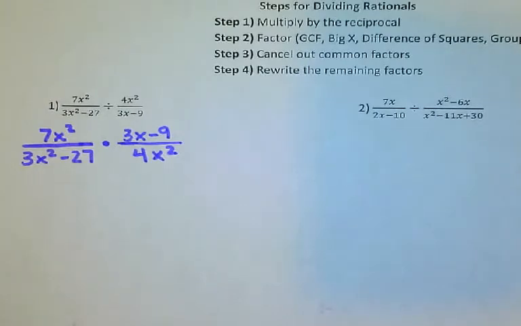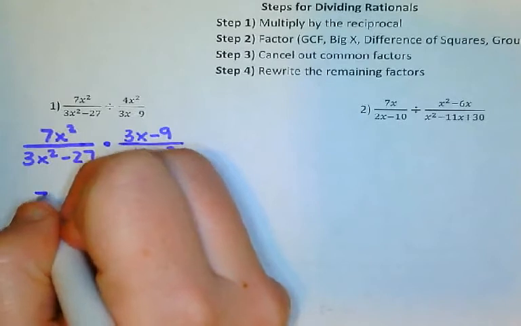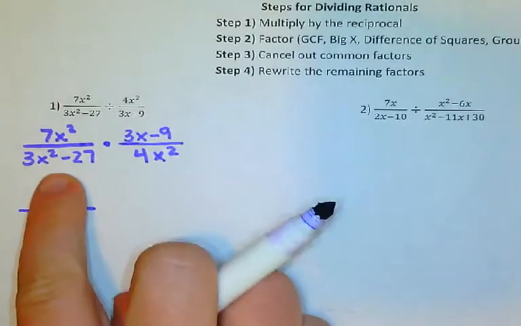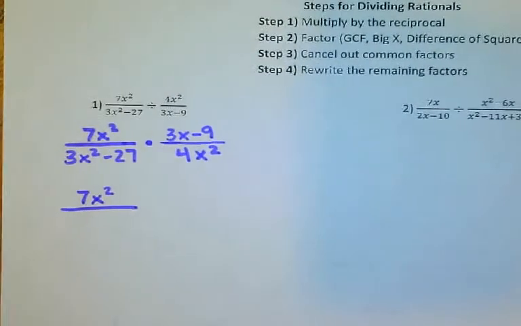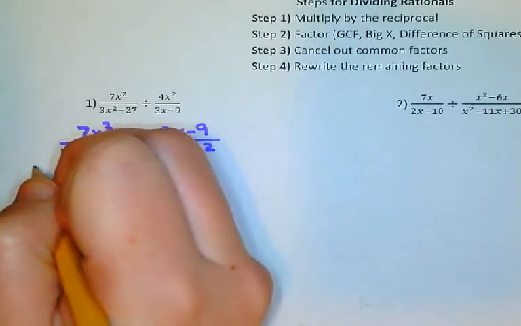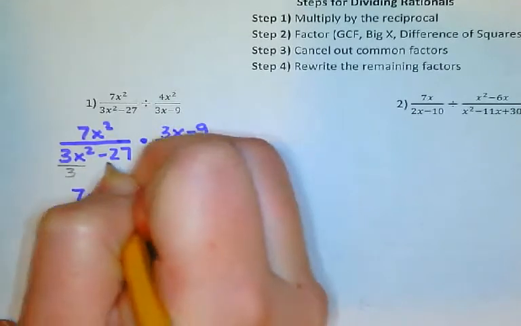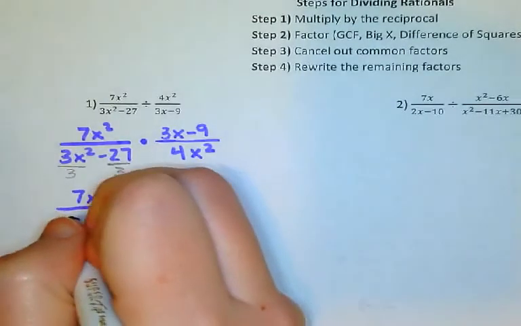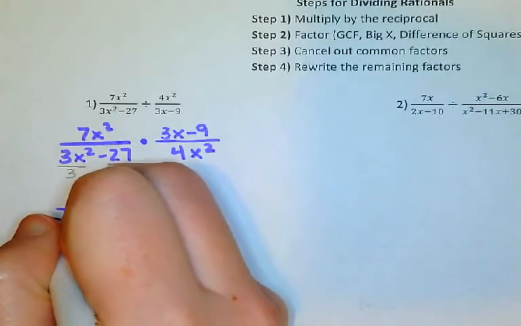Second step, now this is just like the multiplication we were doing before. All right? So we're going to factor and then cancel out what we can. Okay, so this 7x squared cannot be factored, so I'm going to leave it as 7x squared. Here in our denominator, we have 3x squared minus 27. So what we're going to do here is factor out a GCF. And when we do that, they both have a 3 in common. So we're going to get 3.